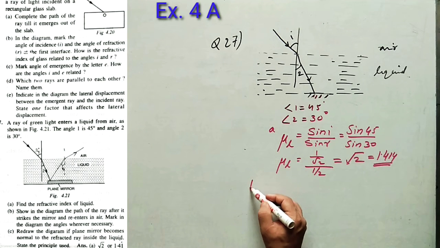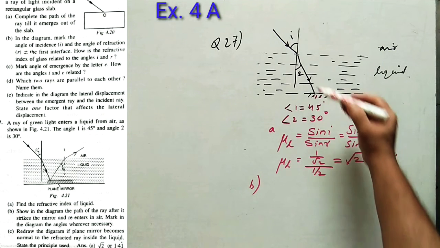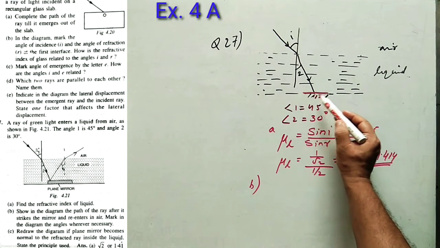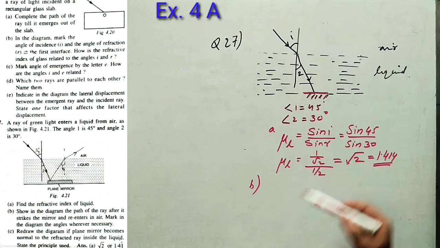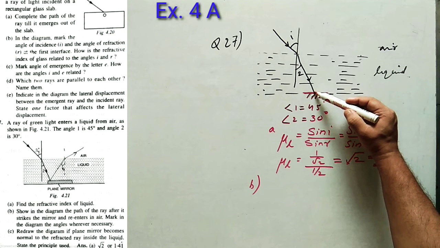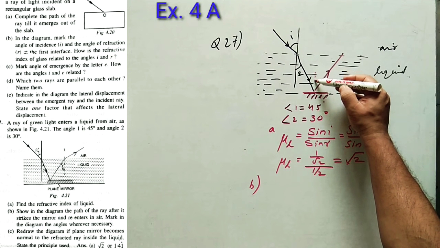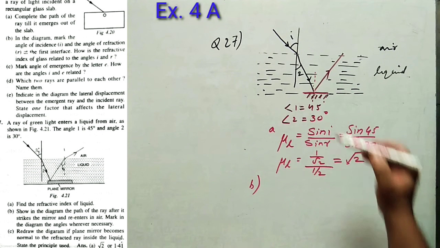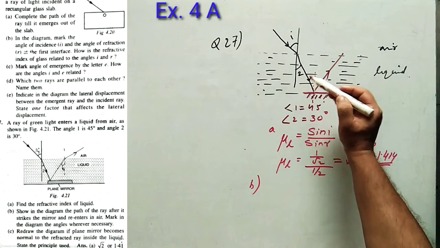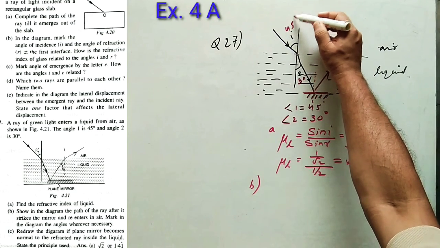Now the second part, the B part. Show in the diagram the path of ray after it strikes the mirror and re-enters air. Mark in the diagram the angles wherever necessary. So this is the refracted ray striking a mirror kept in water. What will happen? The mirror will reflect the ray of light back to the liquid. So there is a reflected ray. You can mark the reflected ray. So draw a normal to show the angle of incidence and angle of refraction here. So angle 2 is 30 degree, angle i being 45 degree.